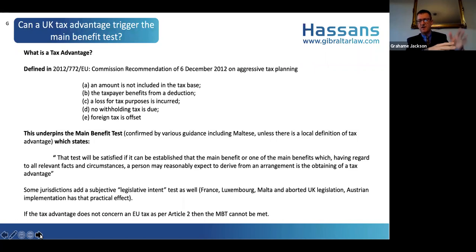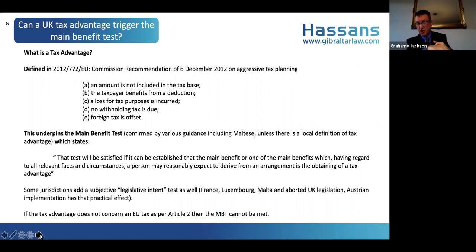So once we understand that there are two types, there are those that have the main benefit test and those that don't, then because the main benefit test is couched in terms of a tax advantage, we need to think about what a tax advantage is. Well, a lot of jurisdictions have imposed their own domestic definition, or they've referred to a pre-existing definition. But the standard EU definition of a tax advantage is contained in that Commission recommendation on the 6th of December 2012, and it lists five examples or five things that are required to have a tax advantage.